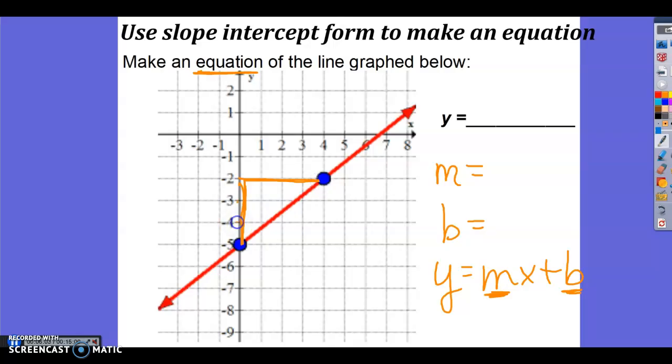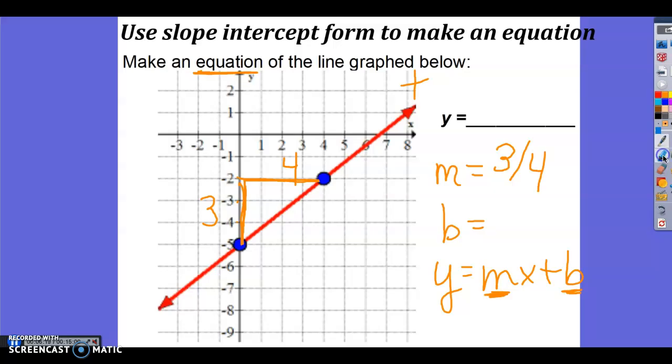My rise is 1, 2, 3. My run is 1, 2, 3, 4, excuse me, 4. And notice my line is going uphill from left to right, so it should be a positive slope. So my slope is 3/4.